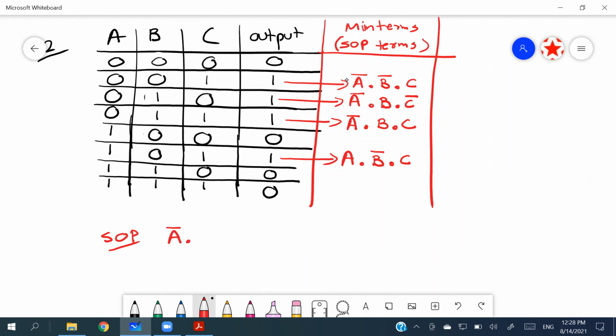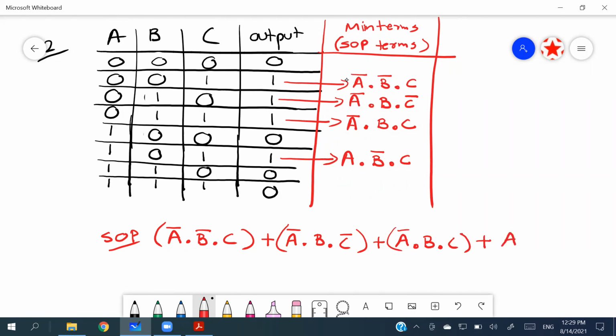It's going to be A bar dot B bar dot C plus A bar dot B dot C bar plus A bar dot B dot C plus A dot B bar dot C. Right? Simple as that. If we are writing the max terms or the POS terms, it considers the zeros.